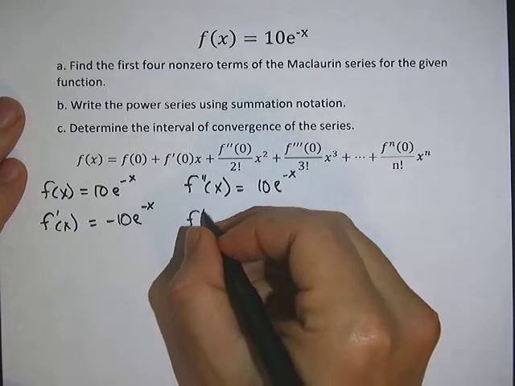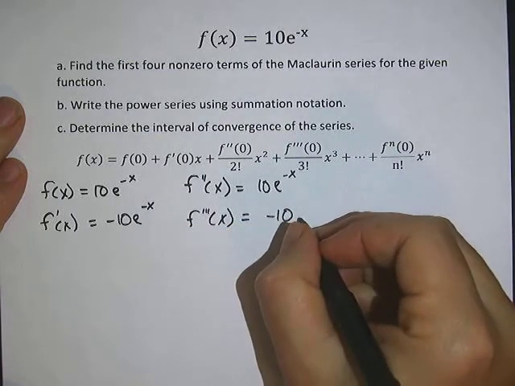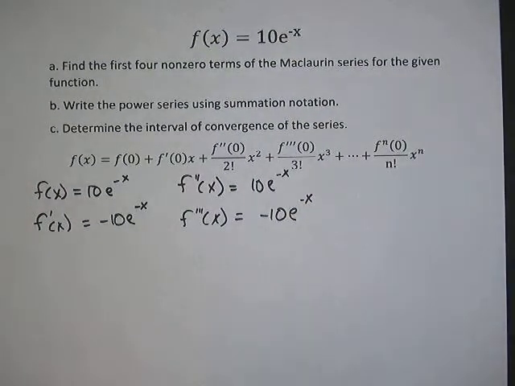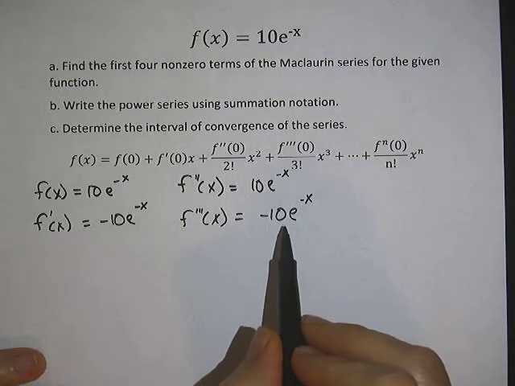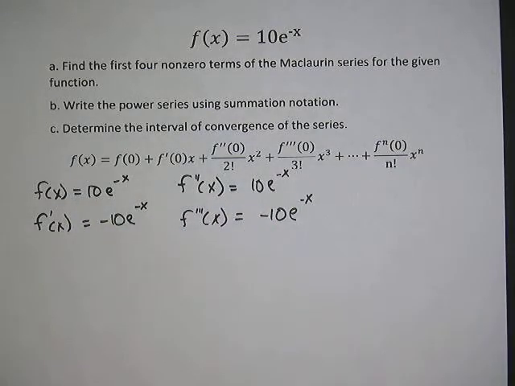And you can see the pattern here. The third derivative is going to go back to negative 10 e to the negative x. You don't have to keep taking those. You know what it's going to be. Every odd derivative is going to be a negative 10 e to the negative x. Every even derivative is going to be a positive 10 e to the negative x.